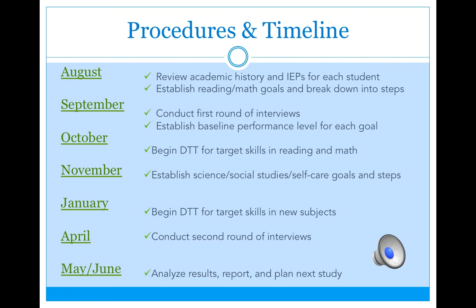In November, I will begin to establish science, social studies, and potentially self-care goals and the steps required to teach them. In January, I will begin discrete trial training for target skills in new subjects. In April, I will conduct my second round of interviews, and in May, I will analyze my results, report out, and make plans for the next round of my study.